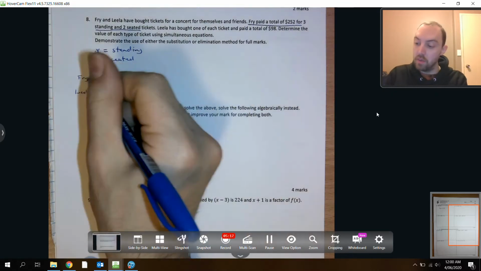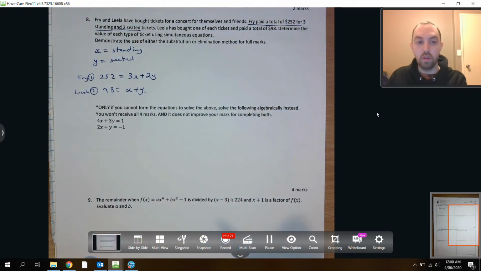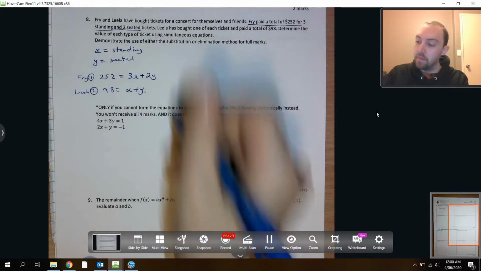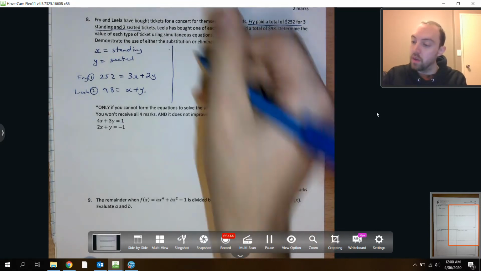Now we have two equations, 1 and 2, that we can start to use either substitution or elimination. Now, in order to get our full marks, we need to demonstrate this algebraically. However, you could still get an extra mark had you solved this on your calculator, which I can demonstrate in a moment. Okay, I'll check my answer with it.